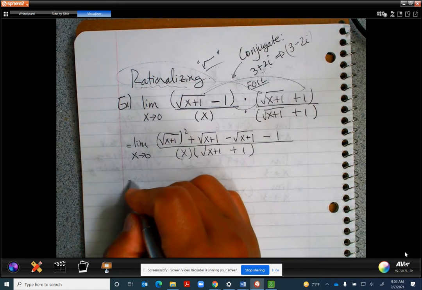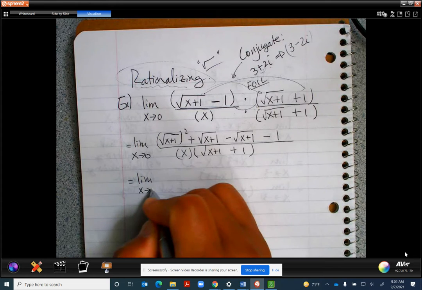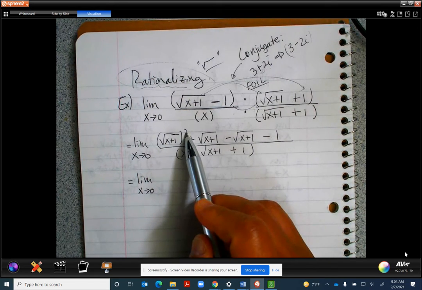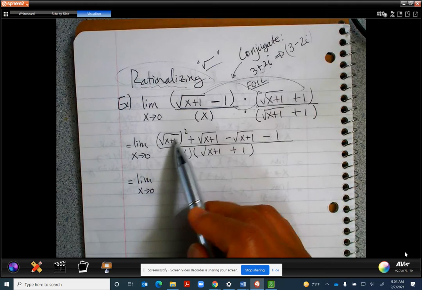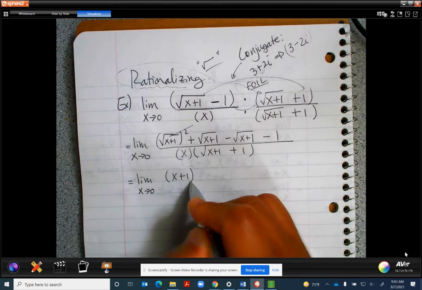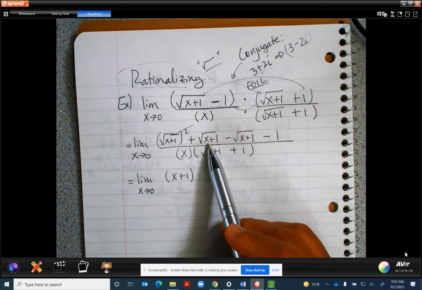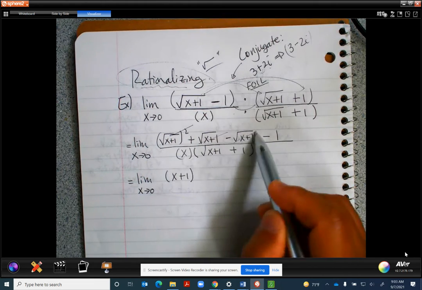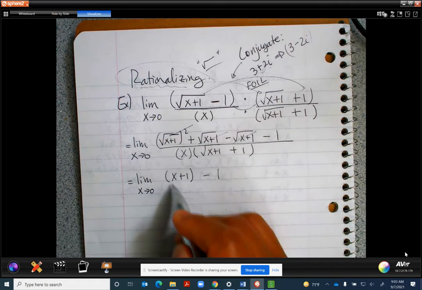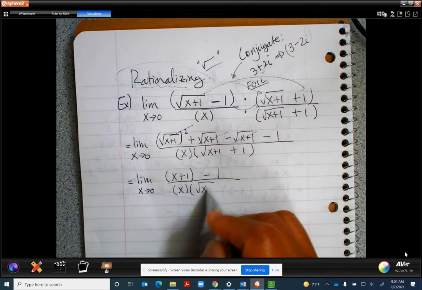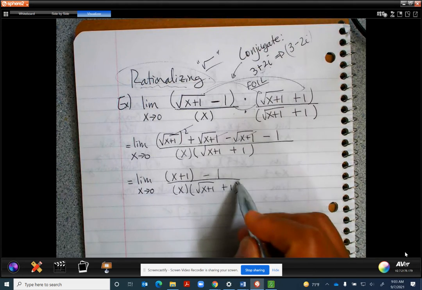Now let's go ahead and try to simplify this. All right, what's square root of x plus 1, squared? What happens with the square root and the square? What happens to those two? They cancel each other out, so we have parentheses x plus 1. What happens to this positive square root of x plus 1 and the negative square root of x plus 1? They cancel each other out, and then we have minus 1 all over x times (square root of x plus 1 plus 1). All right, I'll give you time to copy all that.